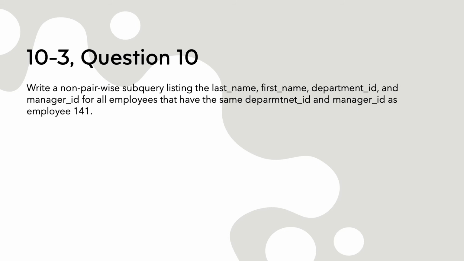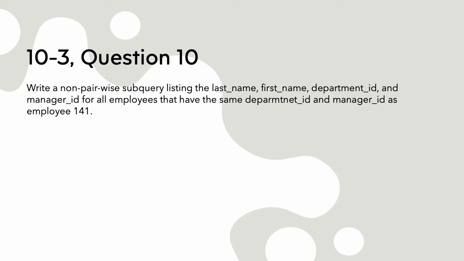The last question we're going to go over in this video is question 10 from section 10-3. This question reads, write a non-pairwise subquery listing the last name, first name, department ID, and manager ID for all employees that have the same department ID and manager ID as employee 141.